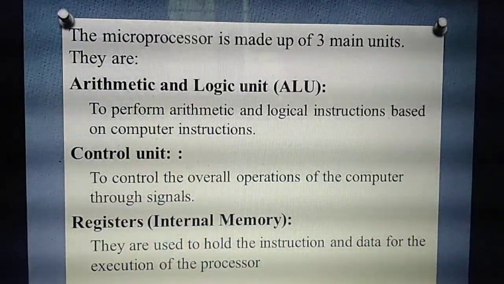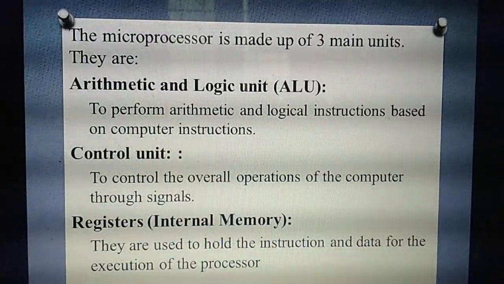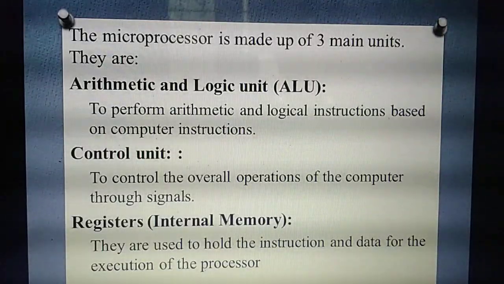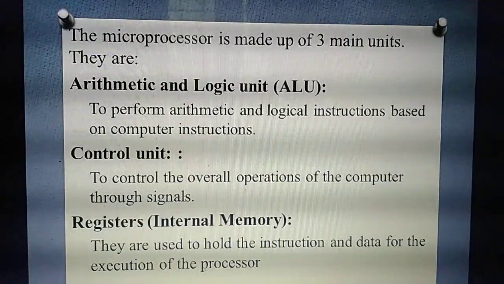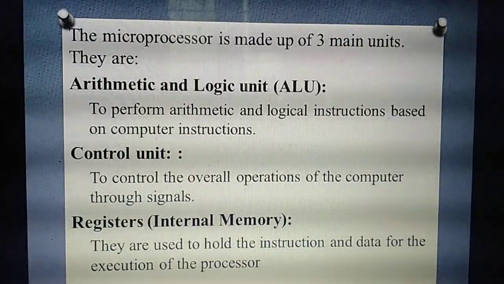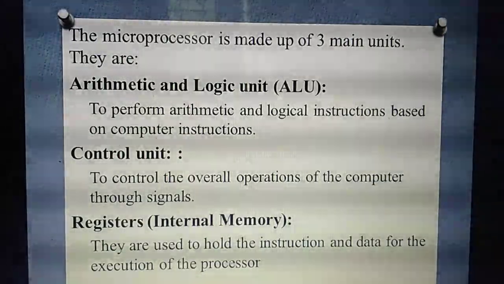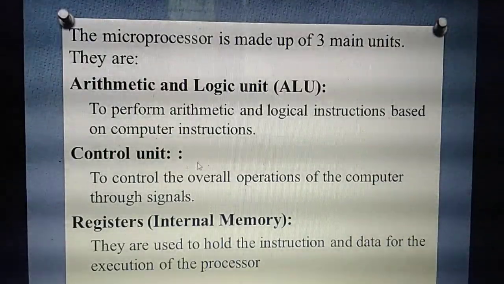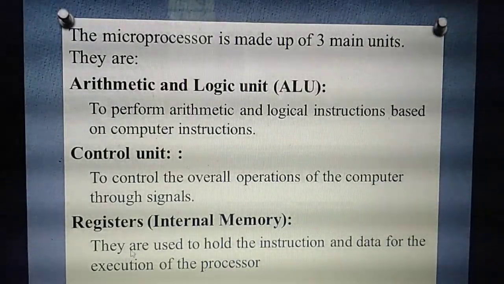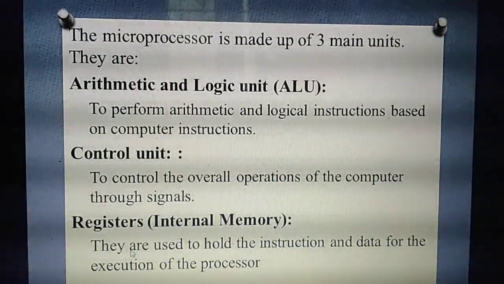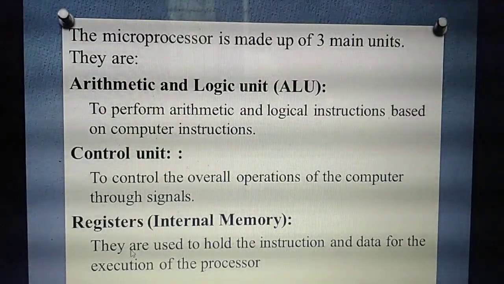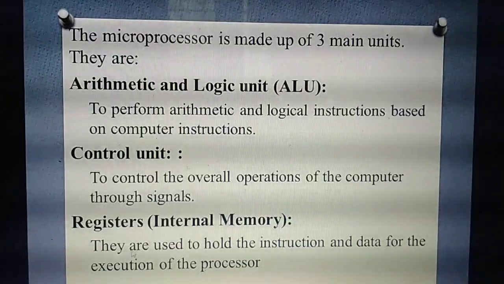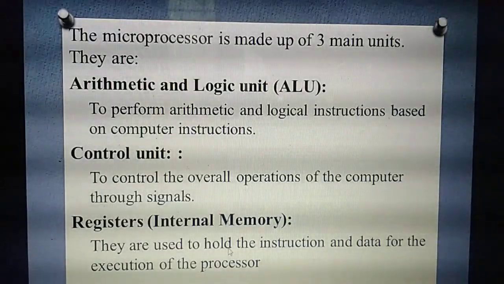Now I will show the diagram of the microprocessor. The microprocessor is made up of three units. How many units? Three units. What are they? Already you have studied this: the arithmetic logic unit, the control unit, and registers, which are the internal memory.